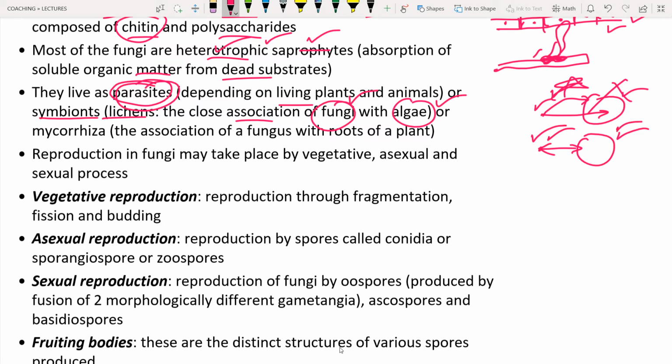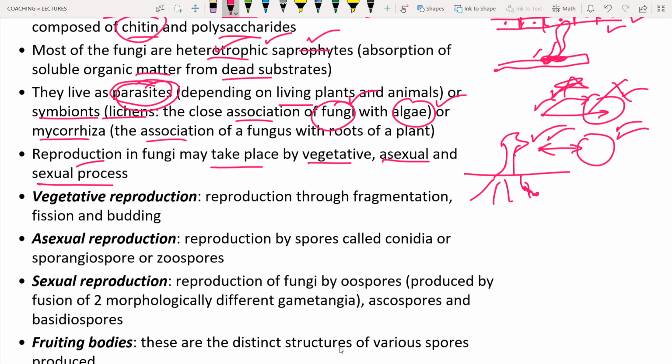Okay, and mycorrhizae means association of the fungi with the roots of the plant. So let us consider this is the plant and the plant has roots. Okay, beneath the ground there are roots and there is association. It means the fungi is going to associate with the roots of the plant, that is known as mycorrhizae or mycorrhiza. Okay, reproduction in fungi may take place by the vegetative, asexual or sexual process.